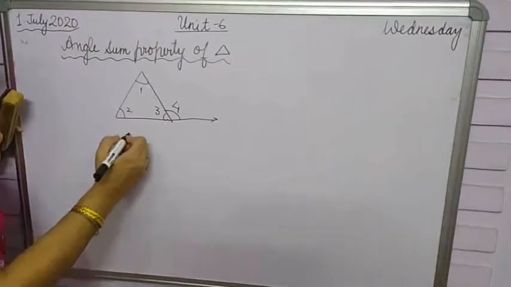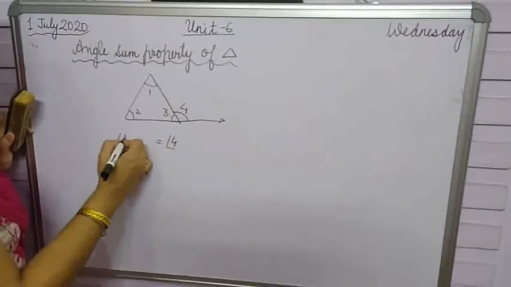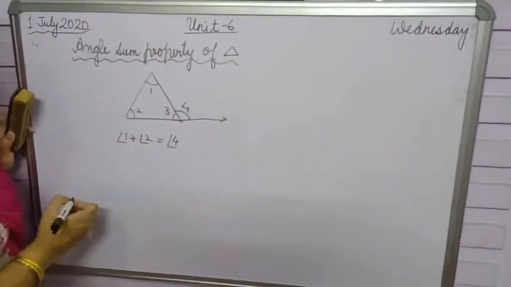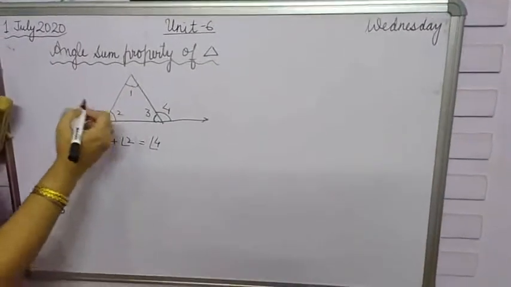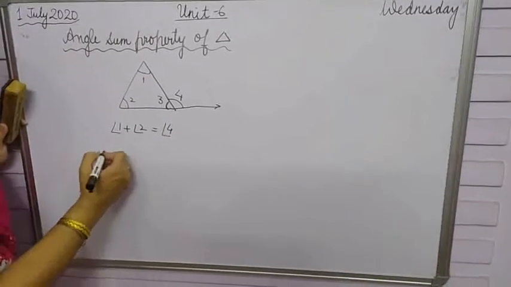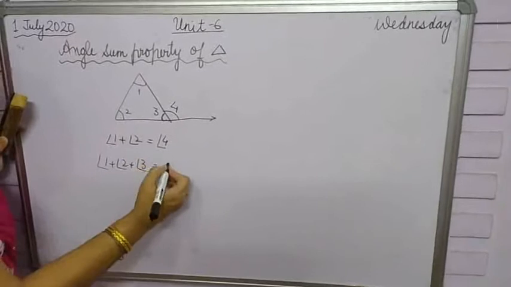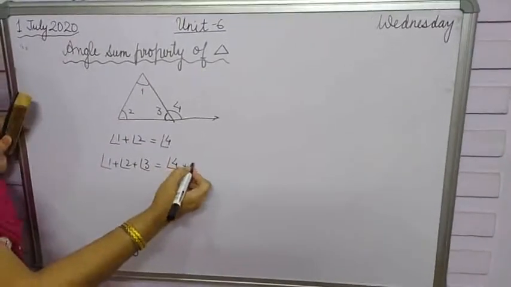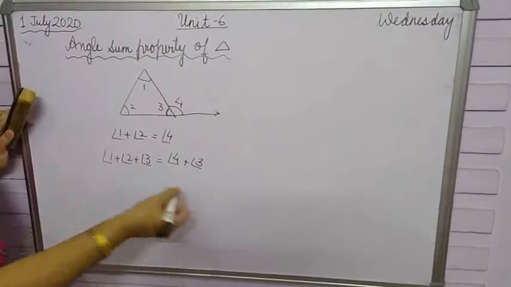Now what does the exterior angle property say? That an exterior angle is equal to the sum of interior opposite angles, and I had told you to leave the adjacent one and take the other two angles. So angle 4 is equal to angle 1 plus angle 2. Now let us add angle 3 to both the sides. In an equation, if we add something on the left hand side, then the same thing has to be added on the right hand side also.